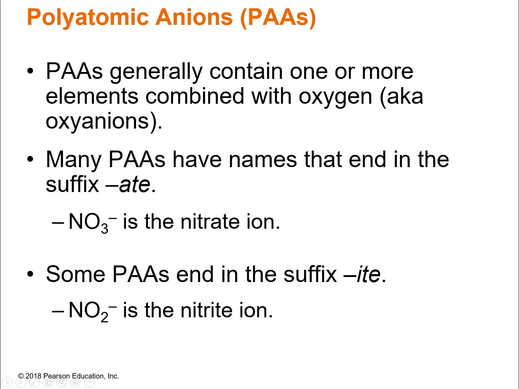So that was monoatomic anions. Now we're going to talk about these polyatomic anions. I abbreviate those PAA because that's a lot of words. Generally speaking, we're talking about one or more elements combined with oxygen. There are some exceptions for polyatomic anions, but by and large, we're talking about elements combined with oxygen. And the ones that are combined with oxygen are also called oxyanions.